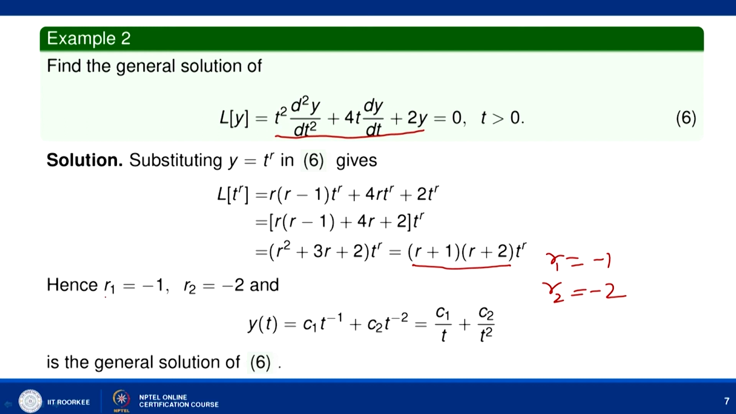So, here we have r 1 equal to minus 1 and r 2 equal to minus 2, and we can write down our general solution y of t as c 1 t to the power r 1, that is minus 1, plus c 2 t to the power minus 2, that is r 2. So, here we have the general solution c 1 by t plus c 2 by t squared of this equation number 6.